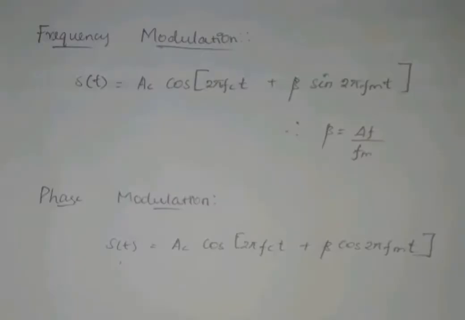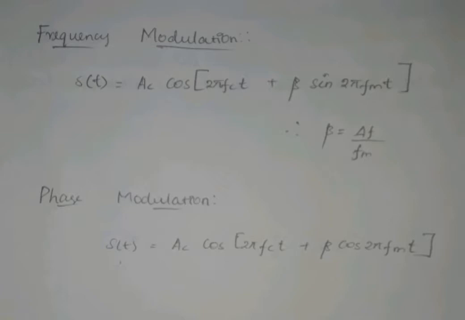We know that frequency modulation is defined as change of frequency of carrier wave with respect to amplitude of the carrier wave, and it is mathematically denoted as S of t equal to AC cos 2 pi fct plus beta sin 2 pi fmt. Here beta is denoted as modulating index and it is equal to del f by fm. Fc is denoted as frequency of carrier wave and fm is denoted as frequency of message signal.